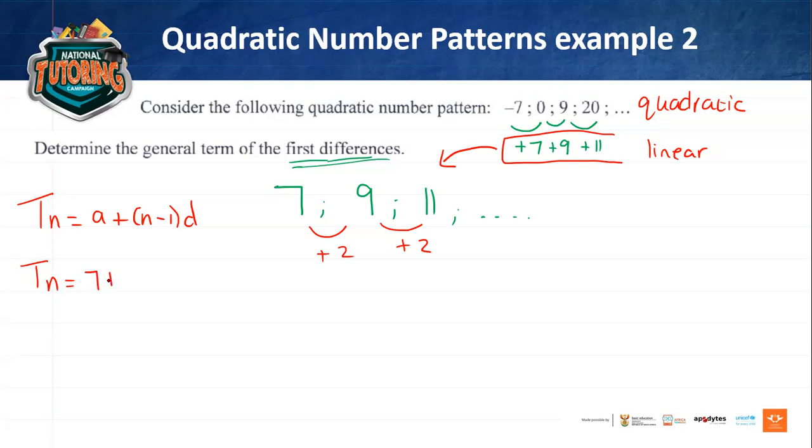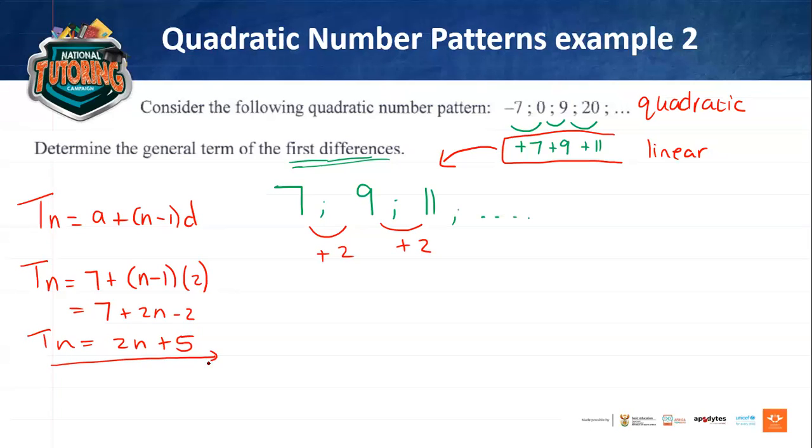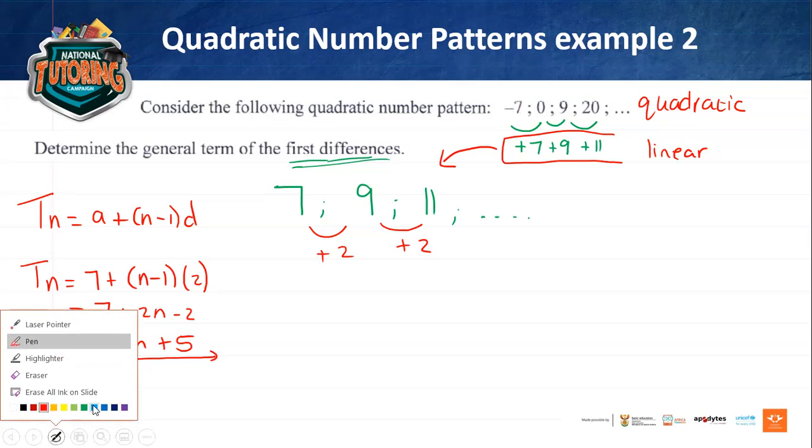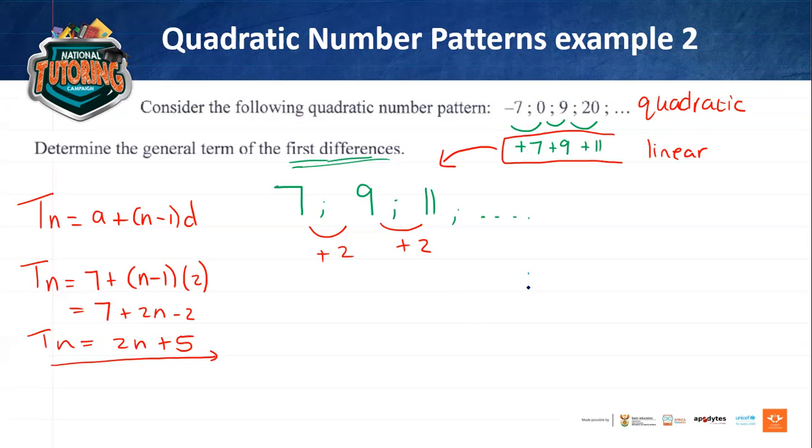A, my first term is 7, D is 2, so I get 7 plus 2n minus 2, so Tn is 2n plus 5. That is the general formula. We can do a check once again, so I can do it on the side here. Let's check T3. According to my number pattern, it should be 2 times 3 plus 5, which is 6 plus 5, which is 11, which is what I'm expecting. So I know that my formula is correct.